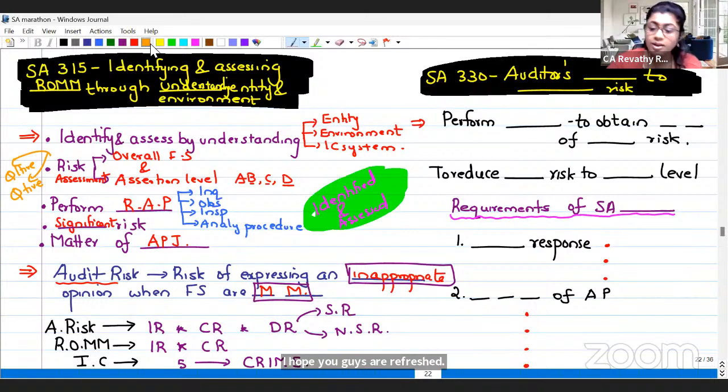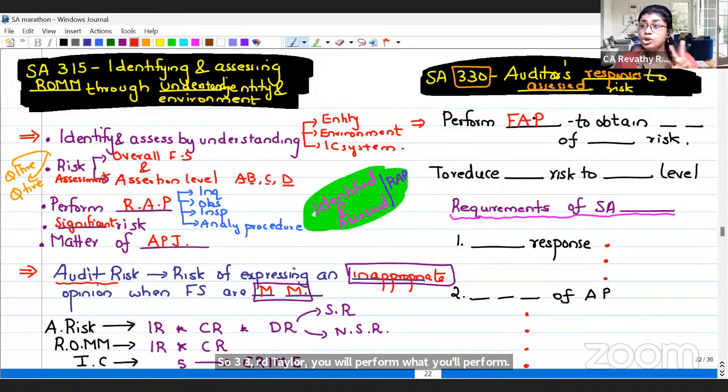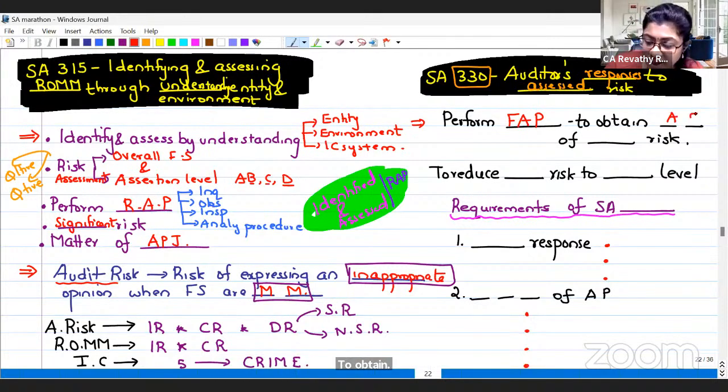Okay, thank you. By the way, in essay 330, what are you going to do? Already, what do you have on your hand? Risk. You have identified and assessed the risk. In 330, you are trying to respond. Auditor's responses to what risk? Assessed risk. In 315, we performed risk assessment procedures. So in 330, you will perform further audit procedures to obtain audit evidence about the assessed risk. Why? To reduce the assessed risk to an acceptable low level.